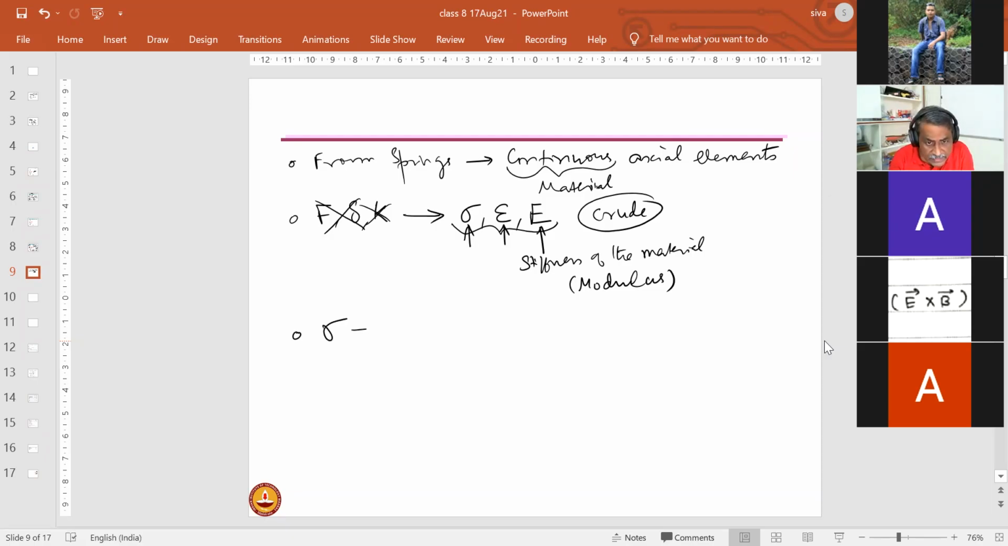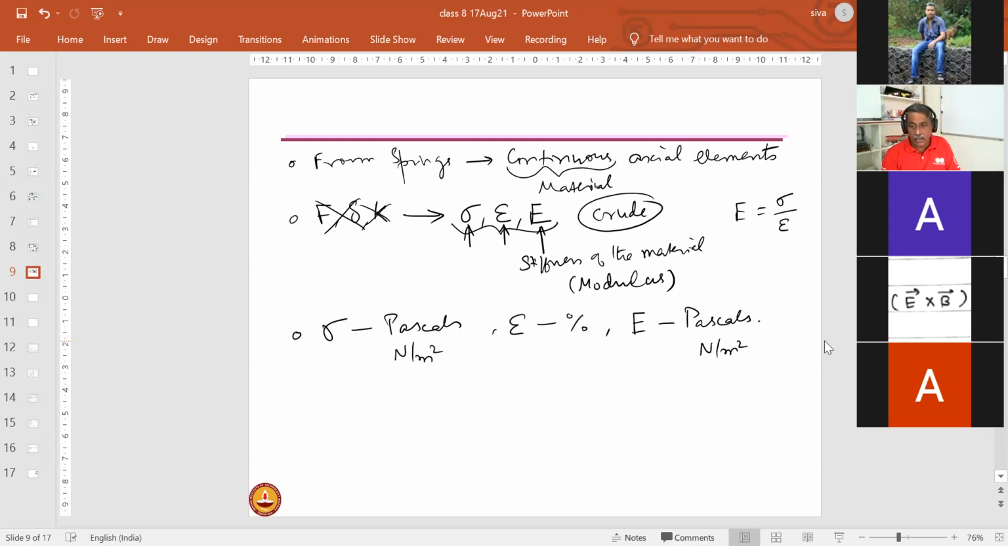Units. Stress is in terms of pascals. Strain, usually in percentage or a direct value. How about stiffness? Stiffness is nothing but stress by strain, which also has to be in pascals, right? So this is also expressed in pascals. Okay. So Newton per meter square, Newton per meter square, and this is dimensionless or percentage.